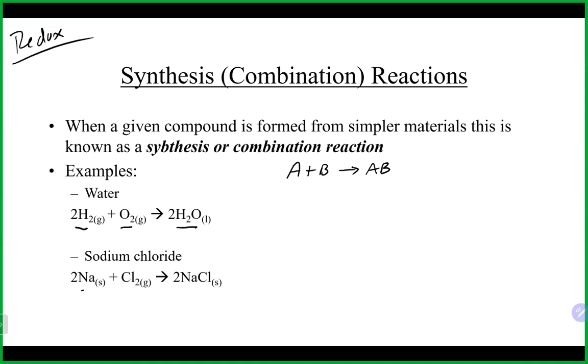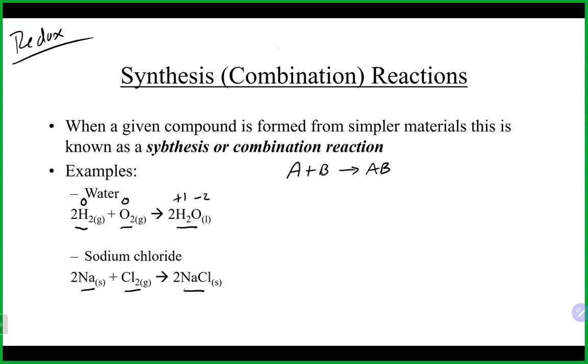This one we saw earlier, sodium and chlorine. Two things make one thing, a combination or synthesis reaction. These are still redox reactions. If you look at the water formation here, the hydrogen on the left is 0 because that is naturally how it comes. The oxygen on the left is 0 because that's naturally how it comes. When you make water, water is basically H plus and OH minus, which means this is +1 and -2.